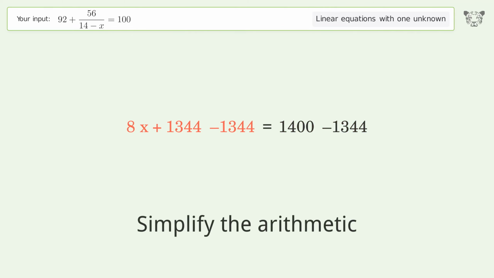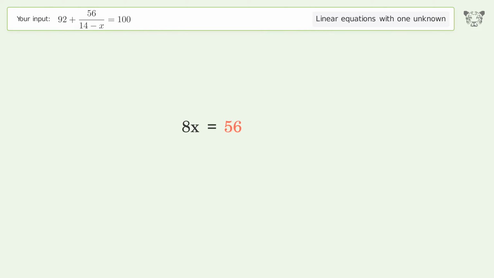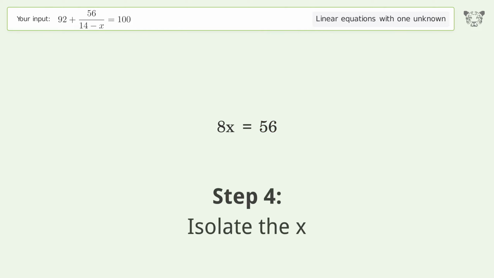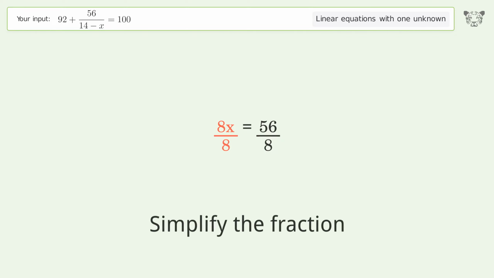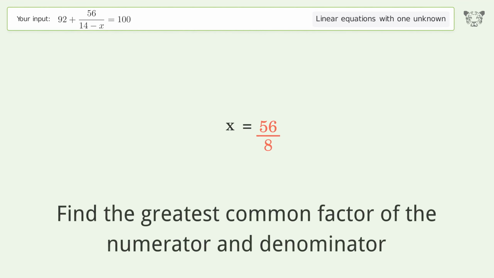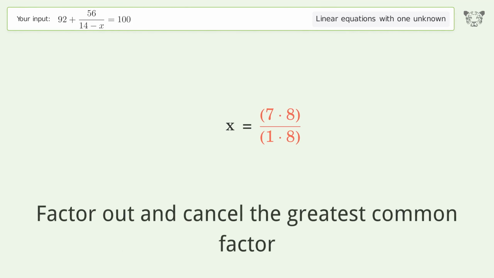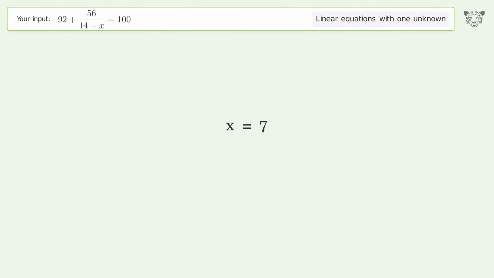Simplify the arithmetic. Isolate the x. Divide both sides by 8. Simplify the fraction. Find the greatest common factor of the numerator and denominator. Factor out and cancel the greatest common factor. And so the final result is x equals 7.